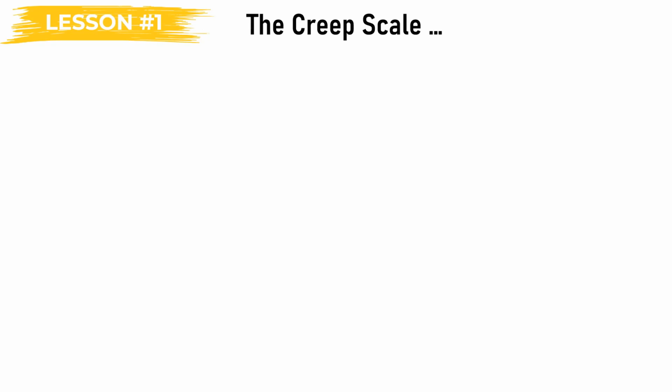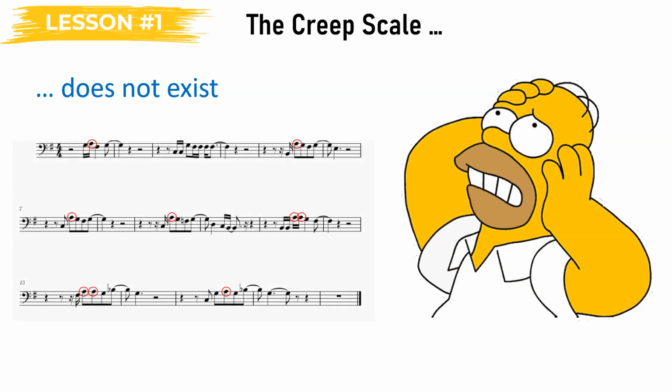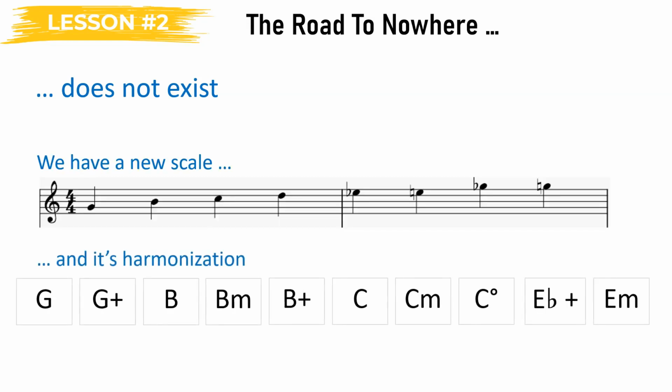So, what have we learned? Lesson number 1. The Creep scale does not exist. The melody of Creep uses the notes that belong to the G Ionian scale, and not to the scale that we called the Creep scale. But this is lesson number 2. The road to nowhere does not exist either. Music has rules that we need to know, but we shouldn't give up on experimenting, even by following routes that seem to lead nowhere. Even if there is no Creep scale, now we have a new scale and its harmonization.